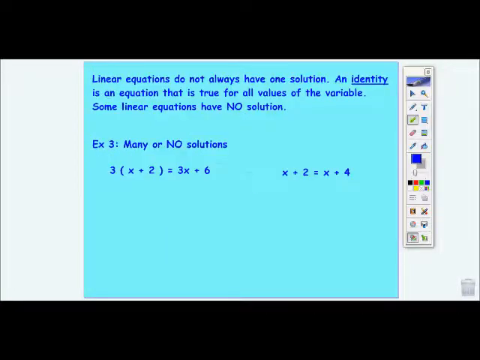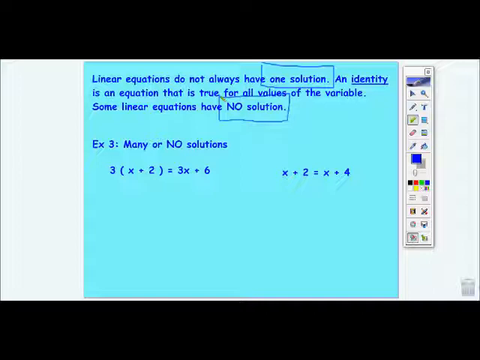All right, going to the next example, we're going to talk about some linear equations. Sometimes they do not always have one solution. An identity is an equation that is true for all values of a variable. And then some equations have no solution. So I wonder what we're going to have in the examples here. We're going to have one solution and a no solution. Again, use your rational, logical thinking when you're thinking of this.